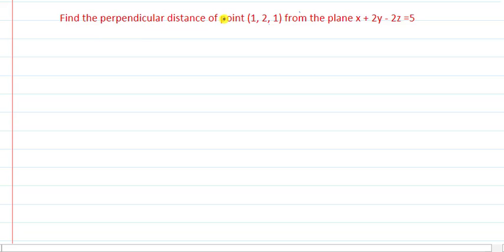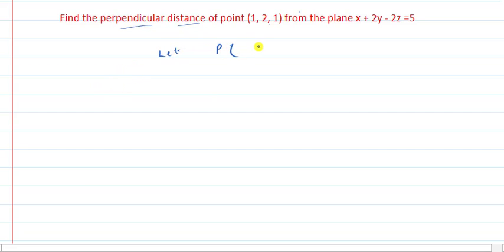The problem is find the perpendicular distance of point (1, 2, 1) from the plane x plus 2y minus 2z is equal to 5. So here we need to find out only perpendicular distance. So directly we can use the formula that I just told you. There is no need to go to the long procedure which I told you yesterday, because this question will carry maximum 2 marks. So you should not go with the long procedure. You should directly use the formula.